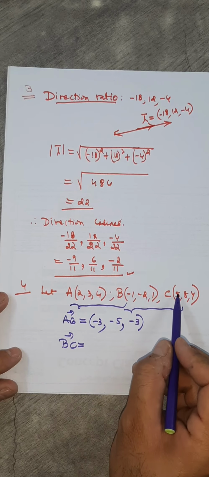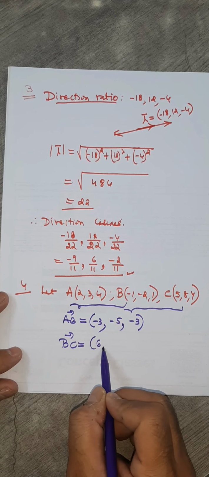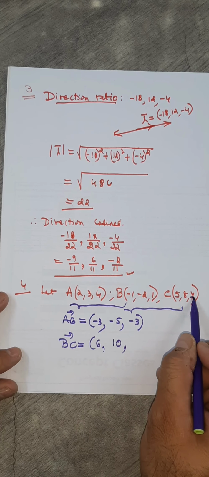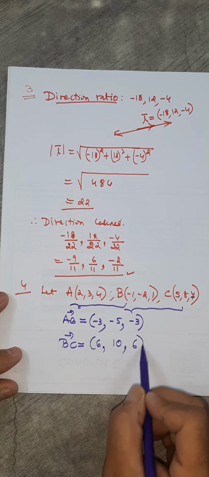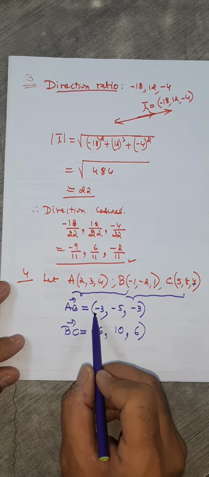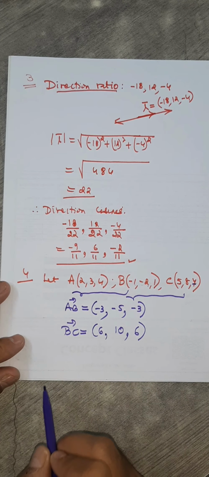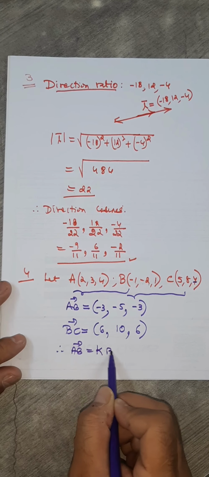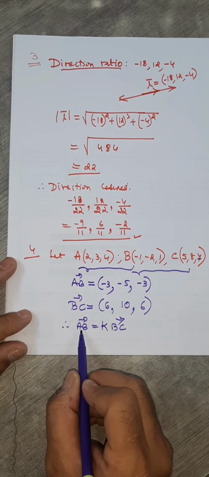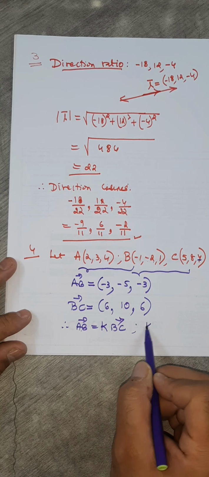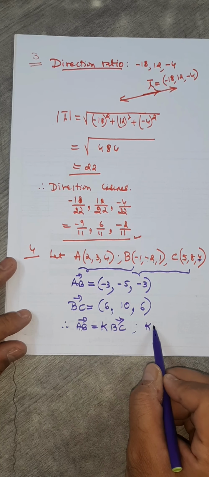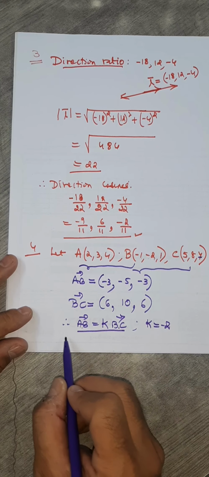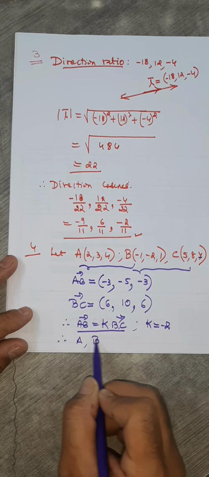What about BC? 5 plus 1, 6. 8 plus 2, here 10. And here 7 minus 1, which is 6. So you must have noticed, you multiply this by minus 2, you will get exactly this. So vector AB equals k times vector BC. Therefore, these two vectors are collinear, where k is very easily seen to be minus 2. This and this are collinear vectors, and therefore these points are collinear.